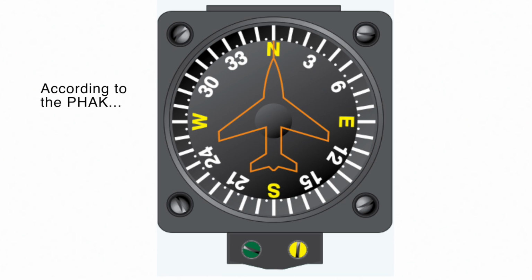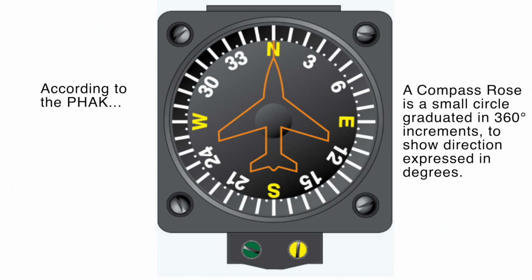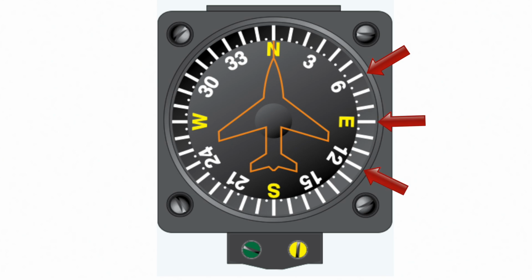Now, according to the Pilot's Handbook of Aeronautical Knowledge, the compass rose is a small circle graduated in 360-degree increments to show direction expressed in degrees. So when you look at this magnetic compass, it's showing you letters representing the cardinal directions, numbers every 30 degrees, and then tick marks in between those numbers set at every 5 degrees.